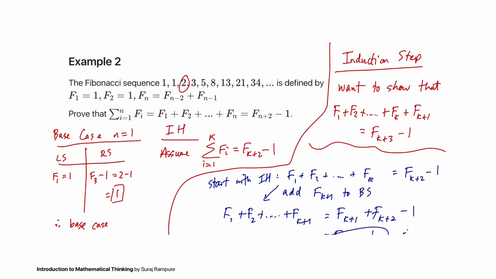Okay? So therefore, induction holds, because that's exactly what we wanted to show. We wanted to show that the sum of f of 1, f of 2, and all the way until f of k plus 1 is equal to f of k plus 3 minus 1. So what we did is we start off with just our induction hypothesis and make changes to it that eventually lead us to showing that it's true for k plus 1. Is that clear?